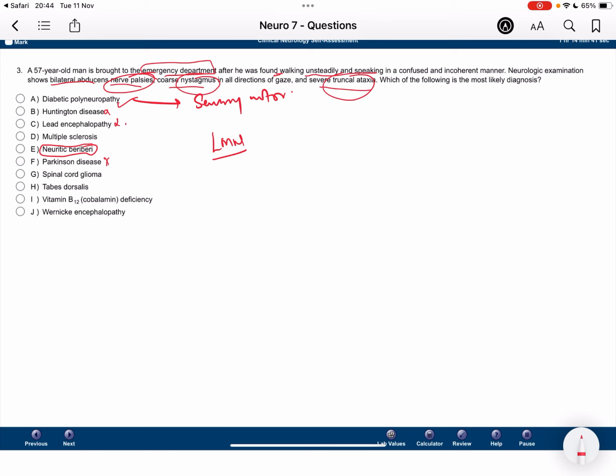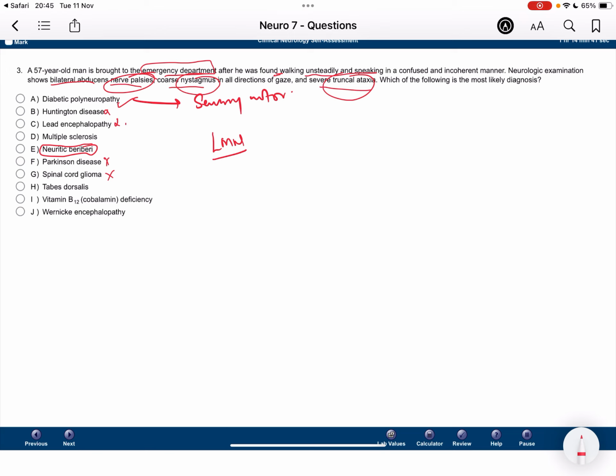Next, we talk about spinal cord glioma. Whenever there is spinal cord glioma, usually it is presenting as an upper motor neuron lesion. It is very unlikely to have bilateral abducens nerve palsies and nystagmus in a spinal cord glioma. Tabes dorsalis, again, presents with the loss of vibration and proprioception, not with nerve palsies and nystagmus, please. There can be ataxia, but please remember, nystagmus and nerve palsies are very rare in tabes dorsalis.